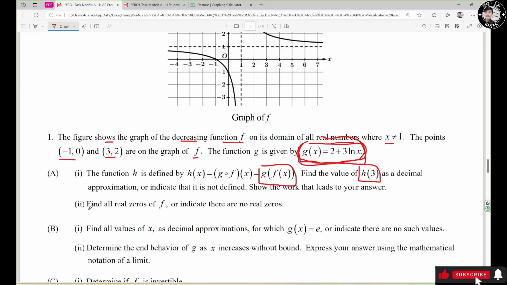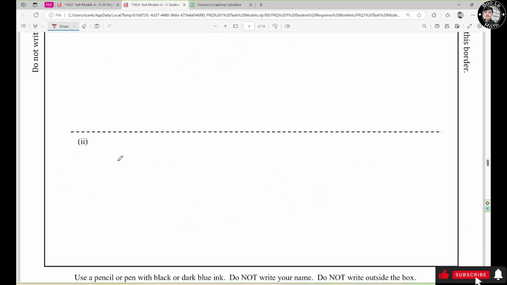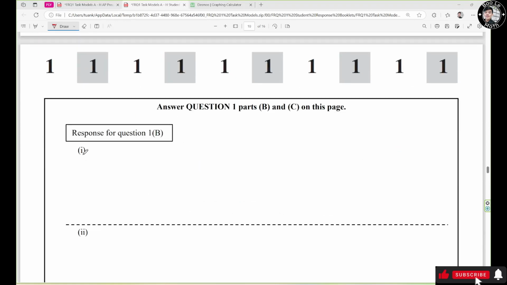Now question A2I. Find all zeros of f, right? The function f right here. Zeros means the s-intercept, right? So we look at this one right here, it's actually right here. So s equals -1, right? So we need to write over here f of s equals 0 when s equals -1, right? Now we're going to move on to BI right here.